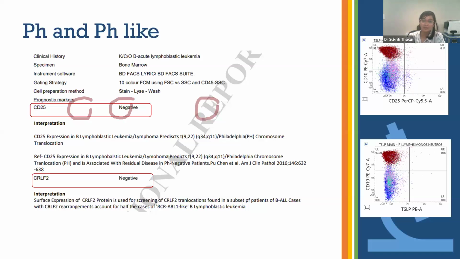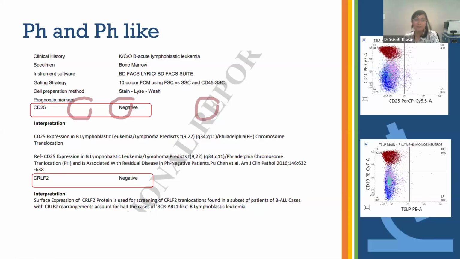Another marker is TSLP, which is the thymic stromal lymphopoietin marker. This is a specific protein which is secreted by the CRLF2 gene. And if this TSLP is present in blasts, if it comes positive, it means my patient will have a CRLF2 gene rearrangement, and it means the patient has a Ph-like phenotype.